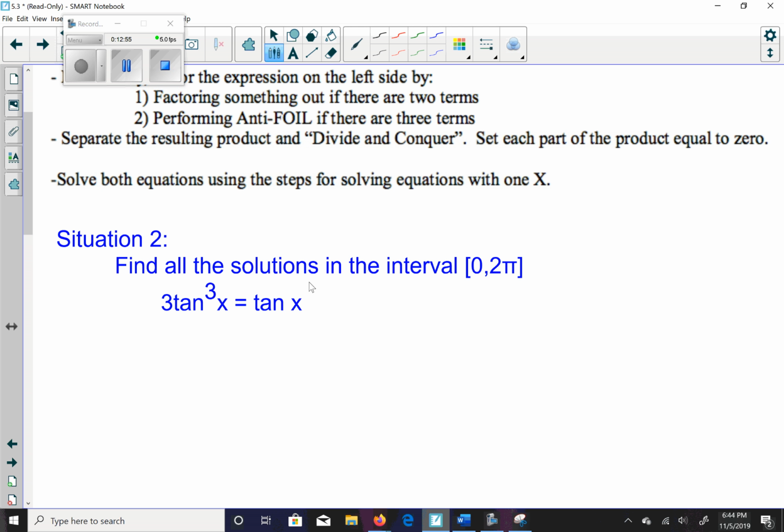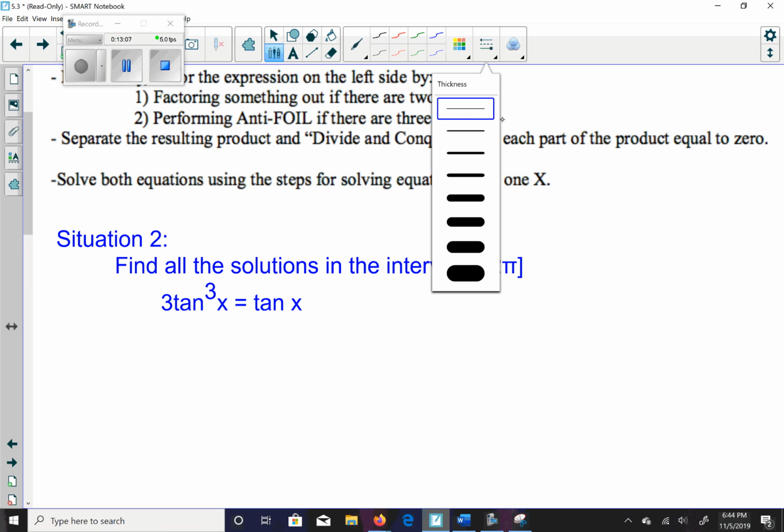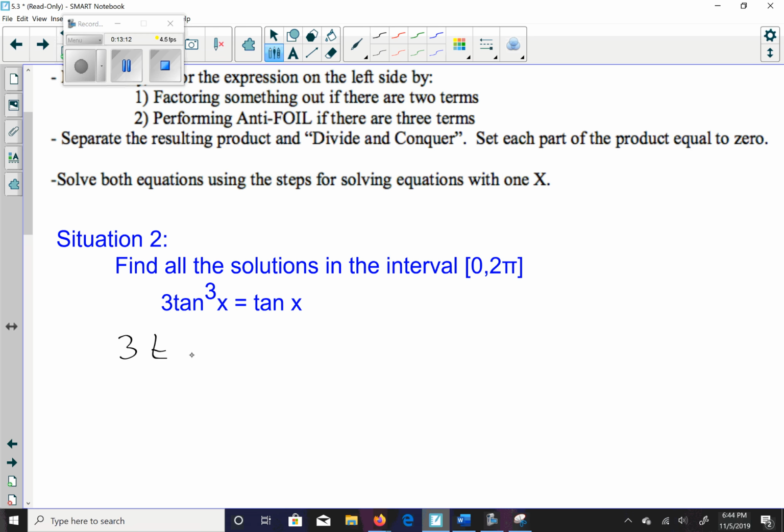So here, the first one, I have 3 tangent cubed x is equal to tangent of x. I'm tempted to divide by tangent of x, but I really can't do that, so I'm not going to do that. What I am going to do is subtract tangent of x from both sides. So I'm going to have 3 tangent cubed x minus tangent of x is equal to 0. Then I'm going to look for a greatest common factor. I have tangent of x in this term, tangent of x in this term, so I'm going to factor out a tangent of x.